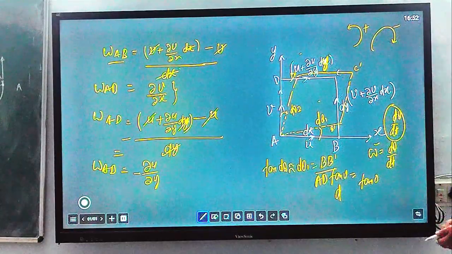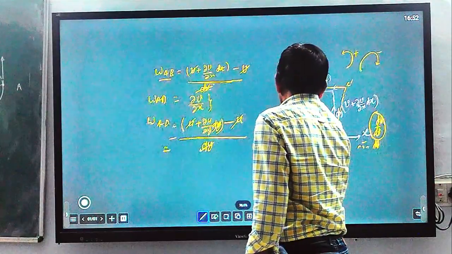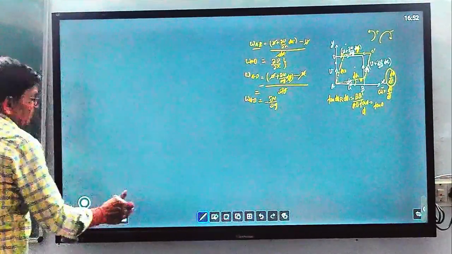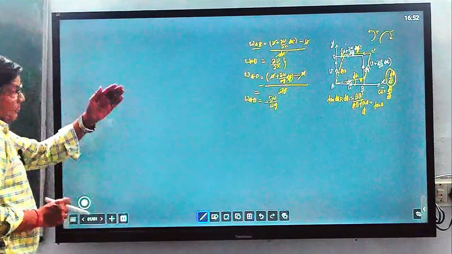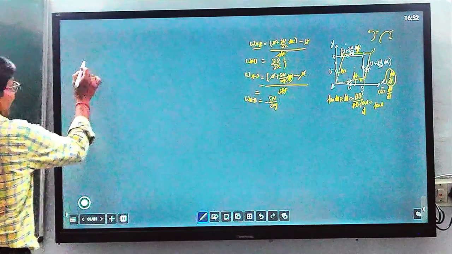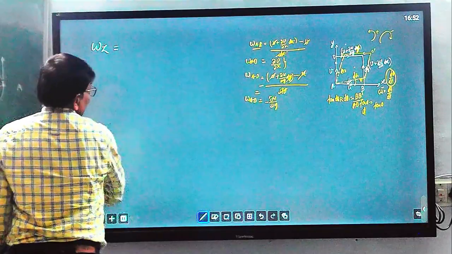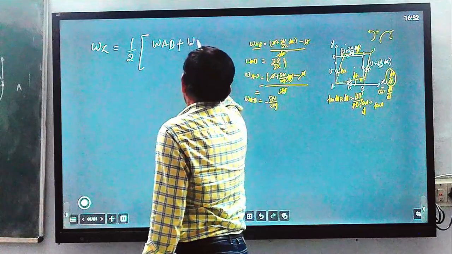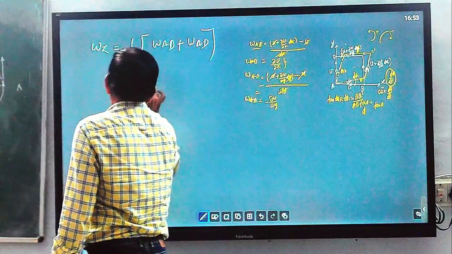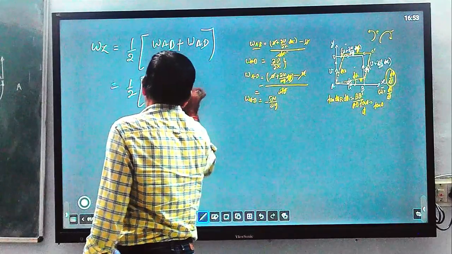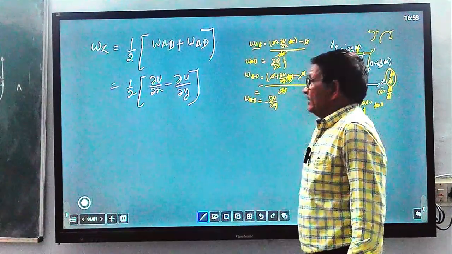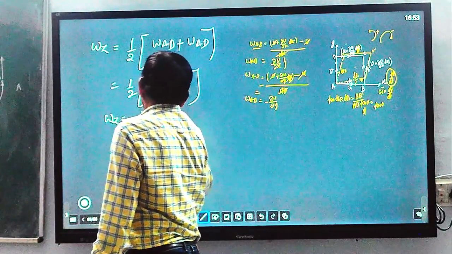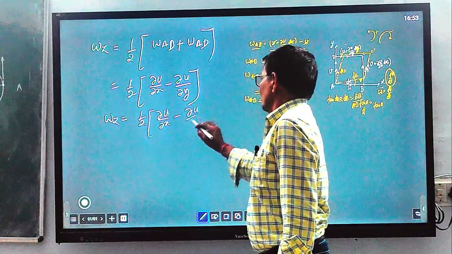So we have to find the average angular rotation. Average angular rotation, that we will define, because this rotation is about the z axis. You can simply write omega z equals 1 by 2 times omega AB plus omega AD, that is equal to 1 by 2 of del V over del x minus del u over del y. So that is omega z: omega z equals 1 by 2 del V over del x minus del u over del y.